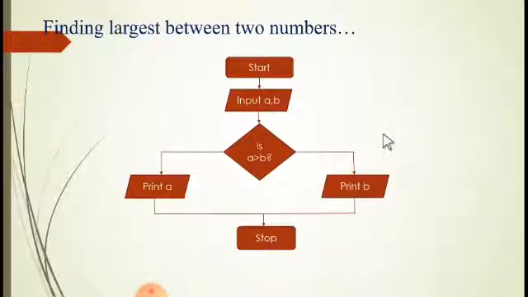Next, we can find the largest number between two numbers. Here is the flowchart for that. For start, input two values A and B. We have to check whether A is greater than B or A is less than B. It is checked using a decision box. Is A greater than B? If A is greater than B, print A as the result, else print B as the result. Then we move to stop. This is the flowchart for finding the largest number between two numbers.